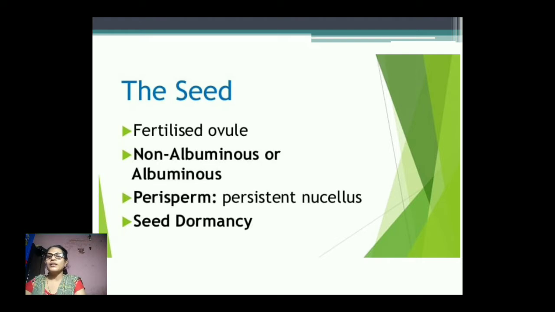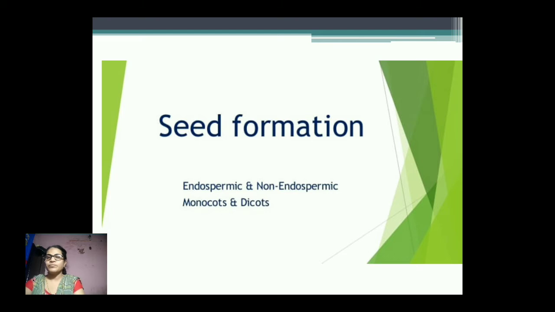The fertilized ovule contains two parts. First is the endosperm and second is the embryo. Endosperm nourishes the embryo. Then seed dormancy. What is seed dormancy? When a seed does not undergo any division and remains in an inert condition, it is known as seed dormancy. Then how is a seed formed?